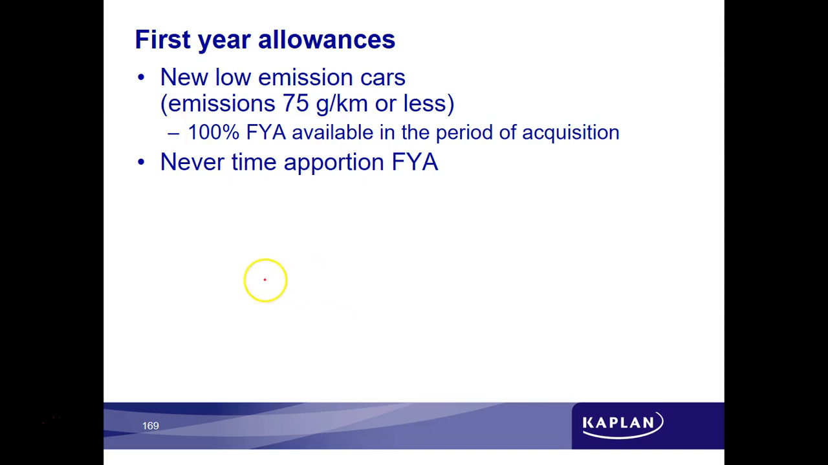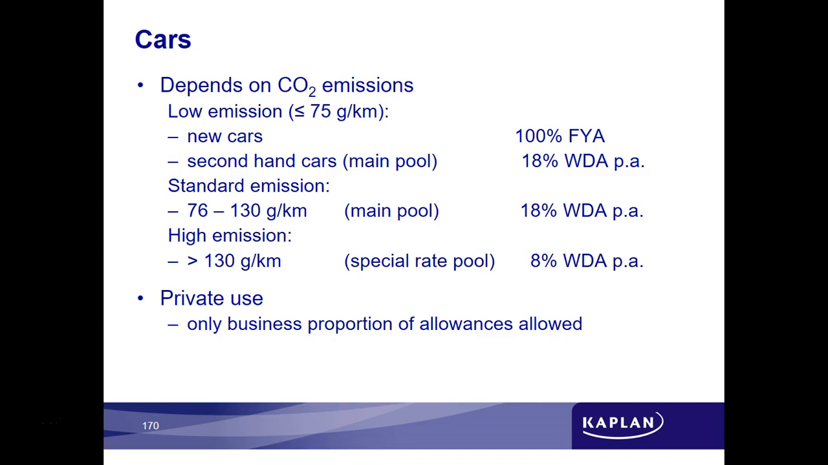First year allowances are always 100%. This is for your low emission cars, your new low emission cars. Always 100%. Doesn't matter when you buy it in the year. Doesn't matter when you buy it. And I've talked about cars already, and where they're going.